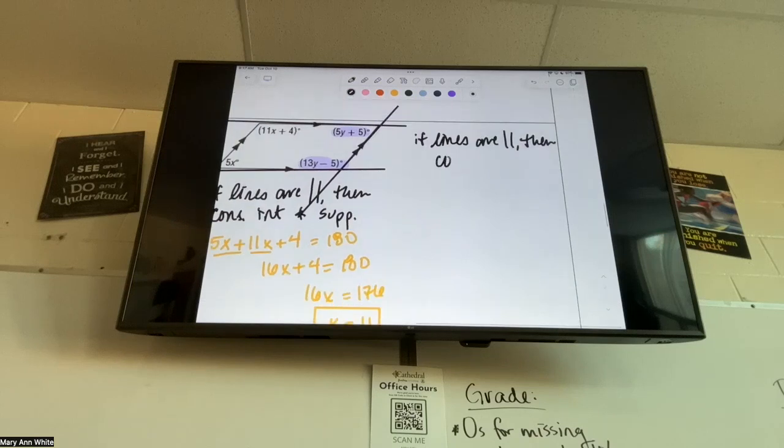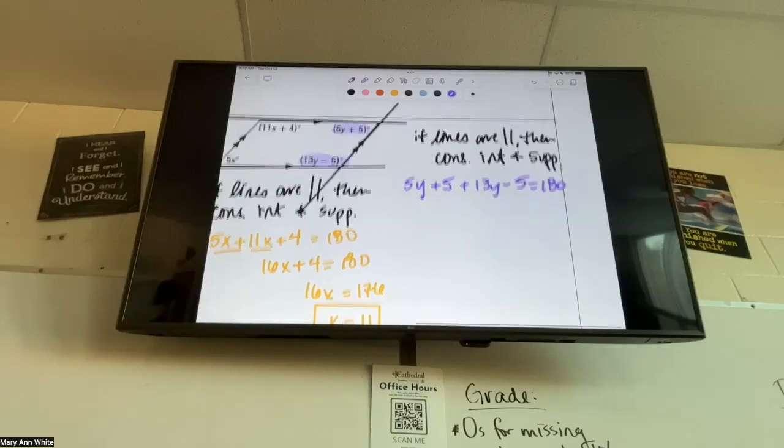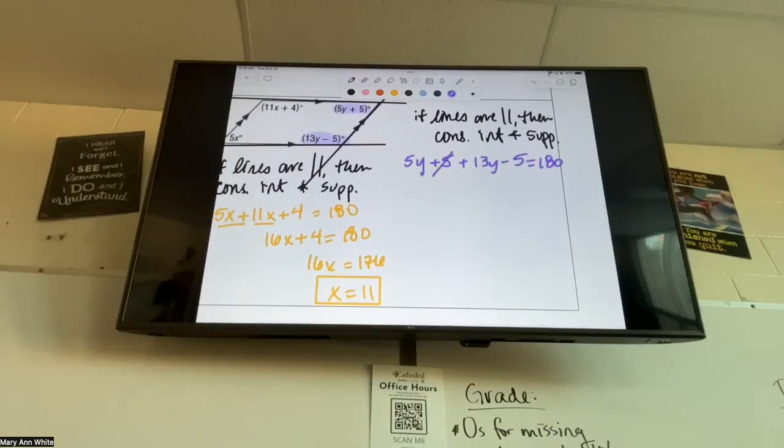And that helps me get in my brain that we're doing consecutive interior angles and they are still supplementary. So I will do 5y plus 5 plus 13y minus 5 equals 180. Now those 5s are going to cancel each other out, and so I get 18y equals 180, and then y equals 10.